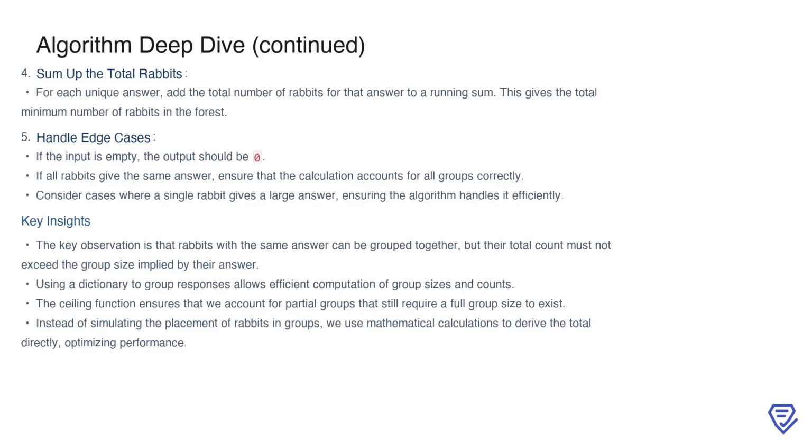The key insight here is that while rabbits with the same answer can be grouped together, their total count cannot exceed the group size implied by their answer. This ensures that the solution respects the constraints of the problem. By using a dictionary for grouping and mathematical calculations for deriving group sizes, we avoid the need for manually simulating the placement of rabbits, which significantly optimizes performance. The use of the ceiling function is also critical for handling cases where the count of rabbits doesn't neatly divide into full groups, ensuring that every rabbit is accounted for.